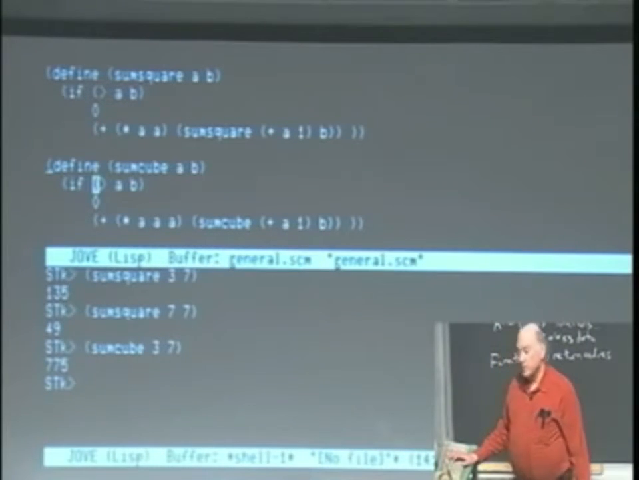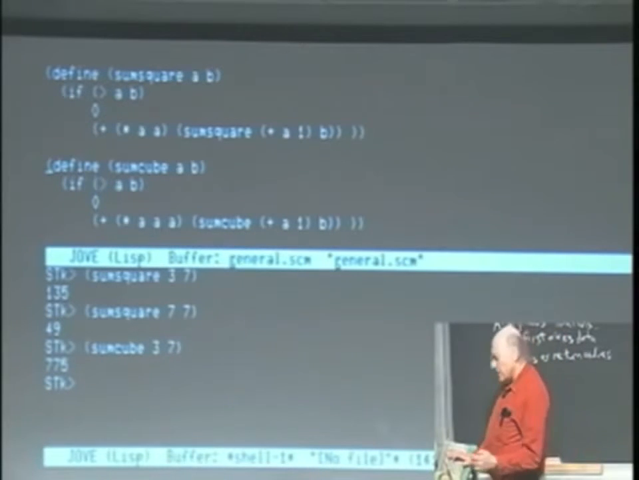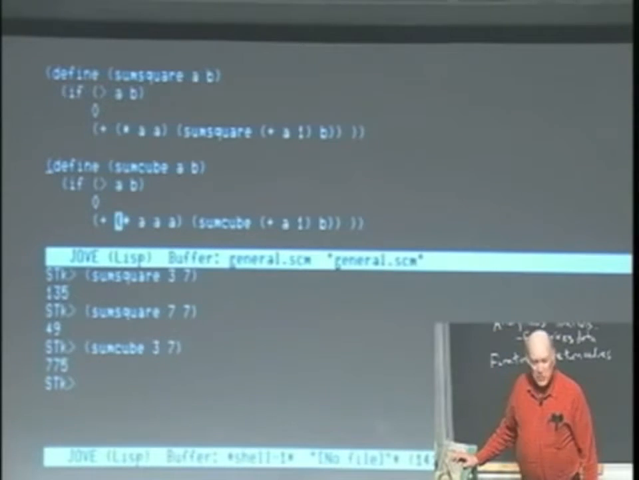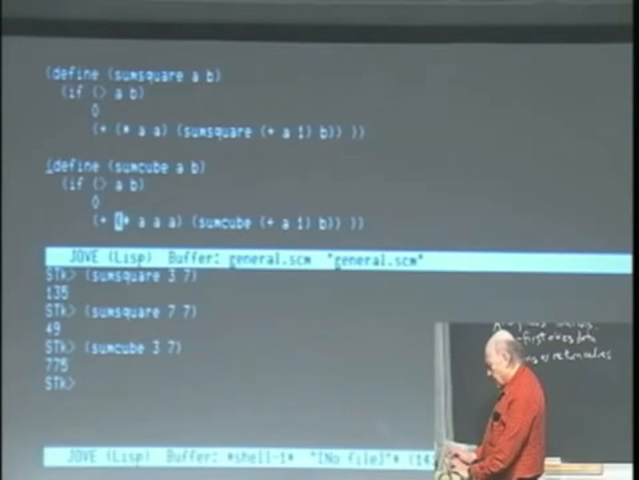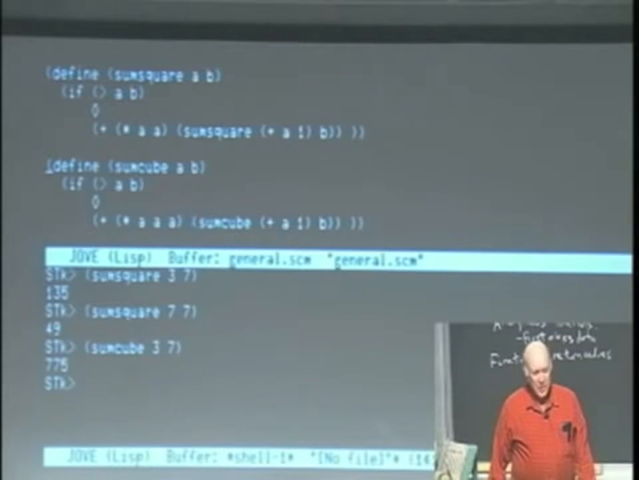it's just the same. It says if A is greater than B, that's the base case. We don't have any terms, so the sum is 0. Otherwise, we add two things. The cube of the first number, A times A times A, and a recursive call for A plus 1 to B.